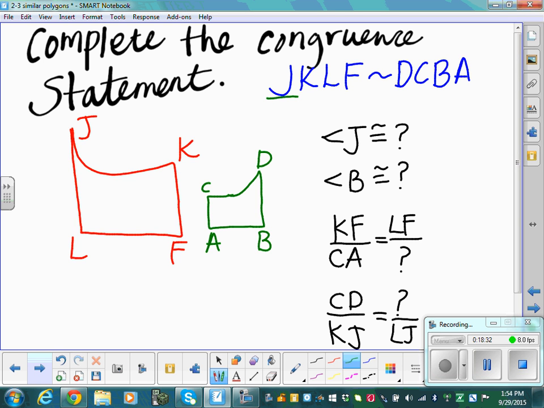So angle J is equal to what angle? Well, B. Wasn't that easier than looking up here and trying to figure it out? Okay. Let's continue. Angle K is equal to L.